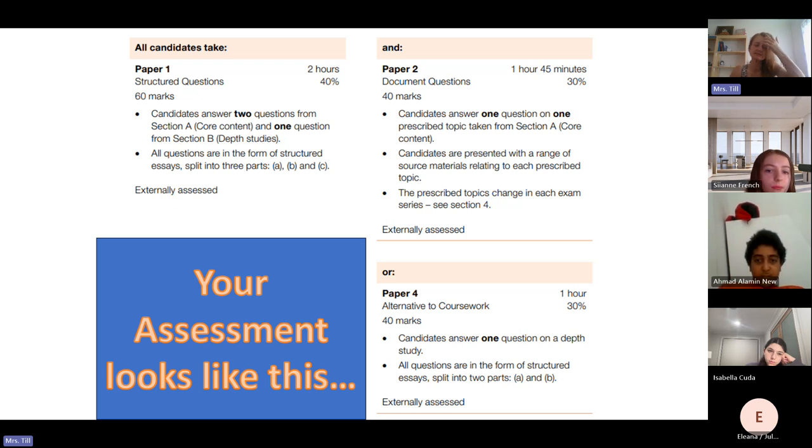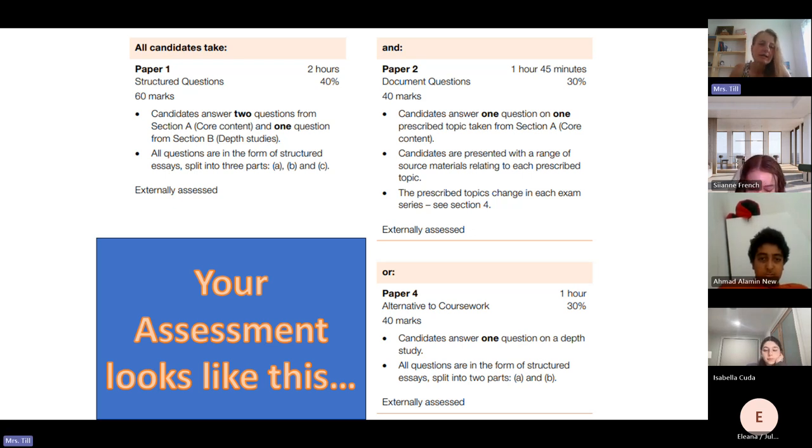which I know Sienna's very good at, and Isabel's really good at looking at the different messages and meanings in there, so that should be okay. Which topic is on the document changes every year, so your teacher will tell you at the start of next year which topic is going to have the sources. So I hope that makes sense.